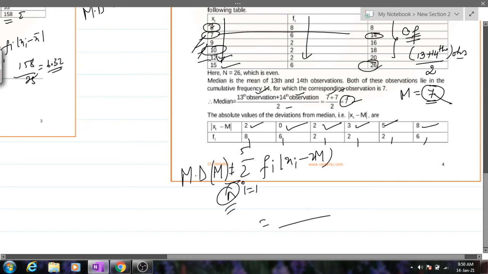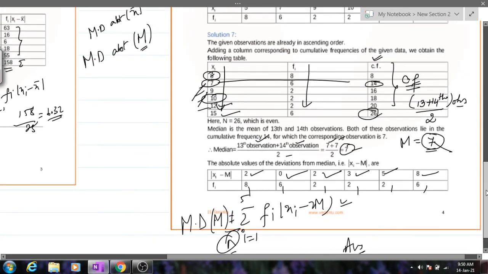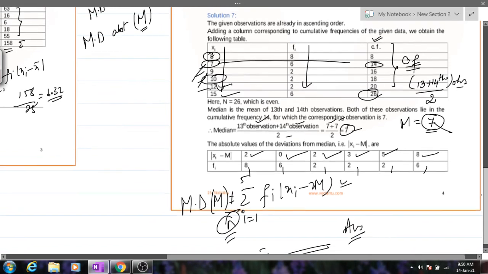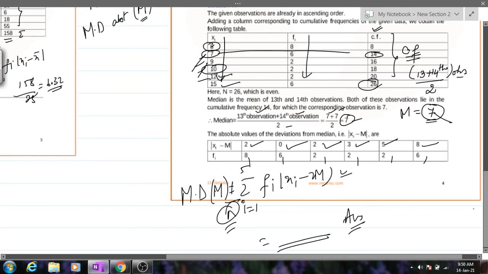I would expect you to do this numerical and put the answer in the comment section. It's just that you have to do the calculations, and after having done this numerical, I would expect you to pause the video and copy down the entire numerical as it is, because this is the exact proper way of doing it. Today's class we have done question number 5, 6 and 7, and question number 8 is very similar to question number 7. So question number 8 will be today's homework.